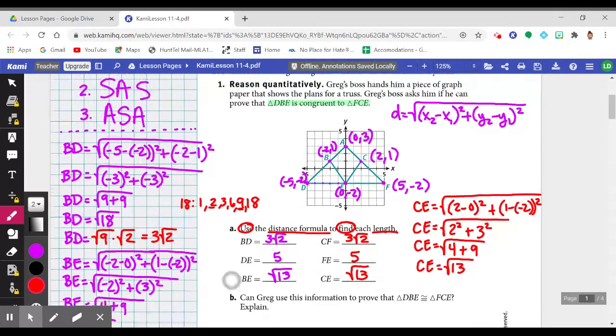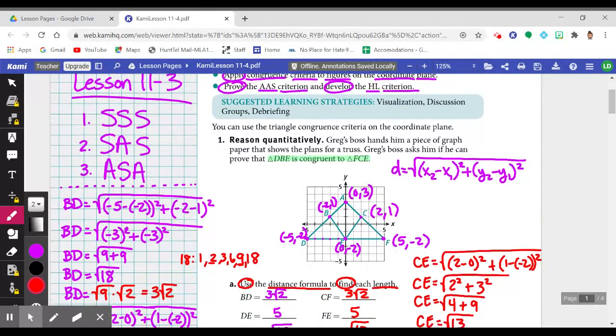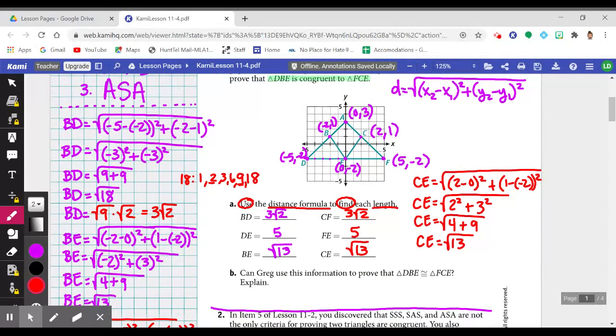So if you missed it, Greg's boss asked him if he can prove that these two triangles are congruent. So why would we spend the time finding the distances of all 6 sides of these two triangles? Well, we learned back in lesson 11-2 and really saw it in 11-3 that if 3 sides of one triangle are congruent to corresponding sides in another triangle, the 2 triangles are congruent.